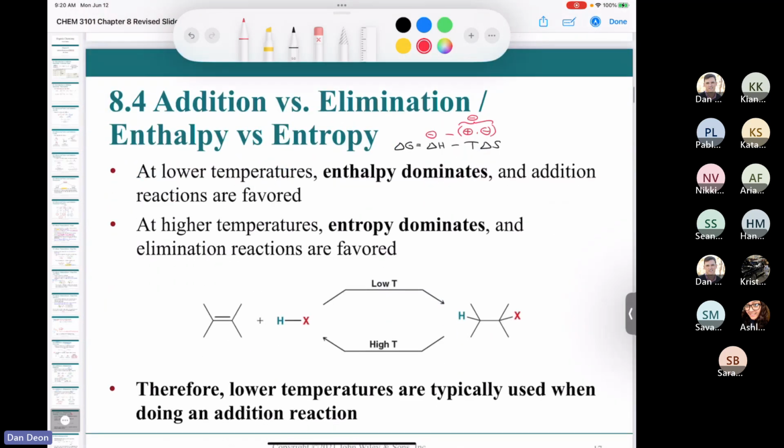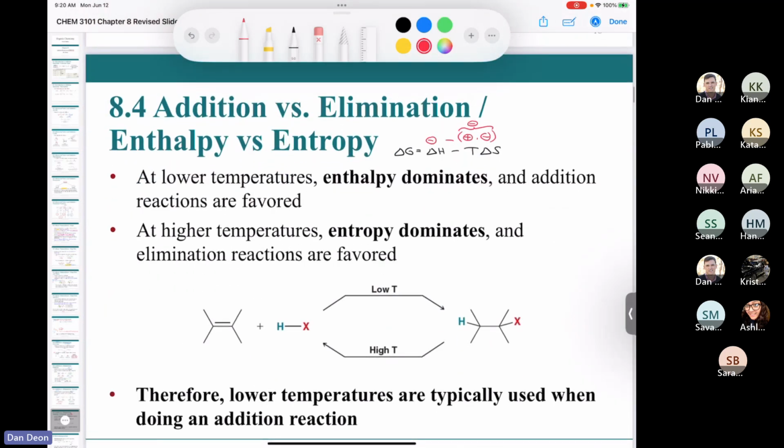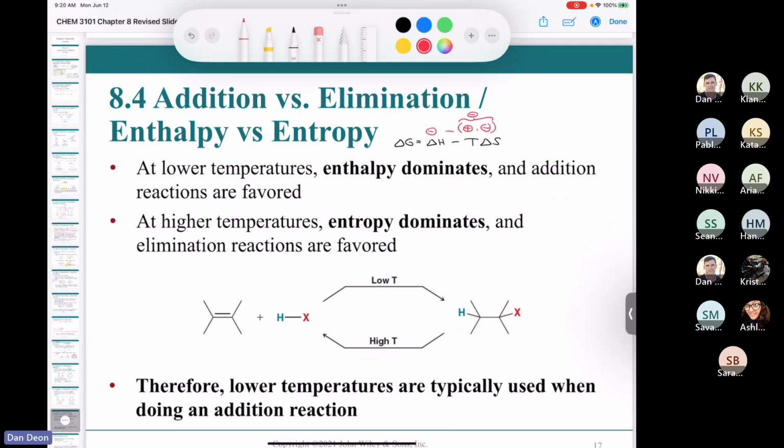And so based off of that, at low temperatures, the enthalpy term, or the delta H, is going to be the major player, and the addition reaction is going to be favored, right? Because delta G is going to be negative. But if you jack the temperature up enough, then entropy is going to be the dominant term, or the second term is going to dominate, and you actually end up with a delta G that is positive. Delta G is positive, and so elimination reactions are favored.